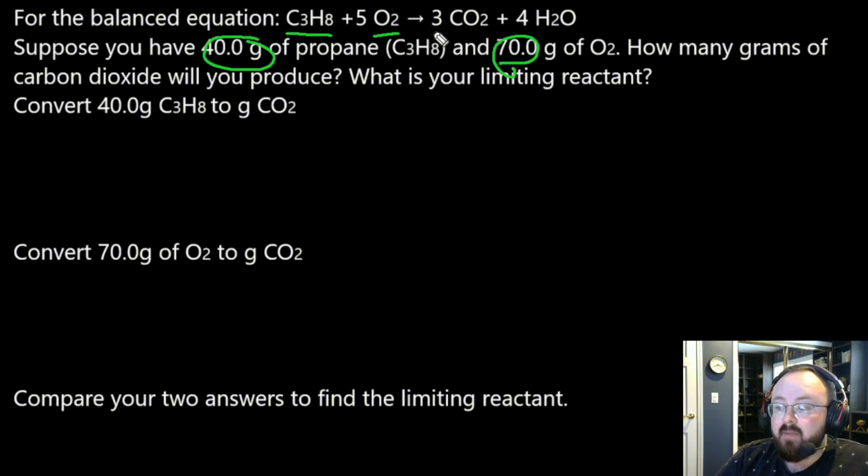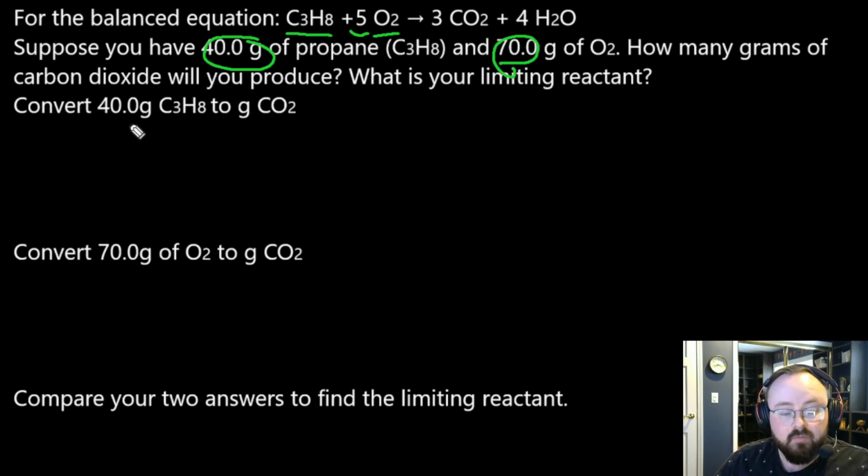But every time that I do this reaction, I need 5 times as much oxygen molecules. That's what my stoichiometry tells me. That's what my coefficients tell me. So we can't make a judgment call about which one we're going to produce less until we actually get into this. So this right here is kind of the quintessential what we're doing.